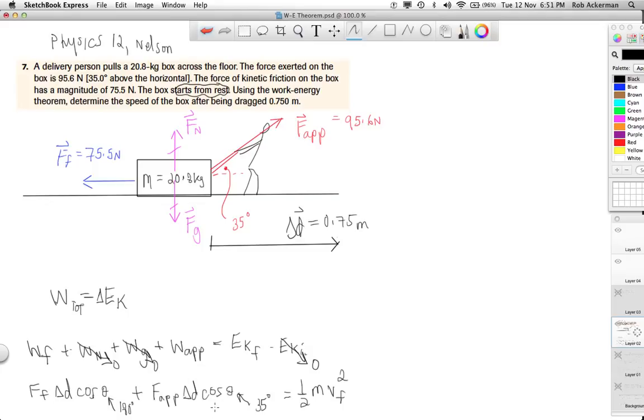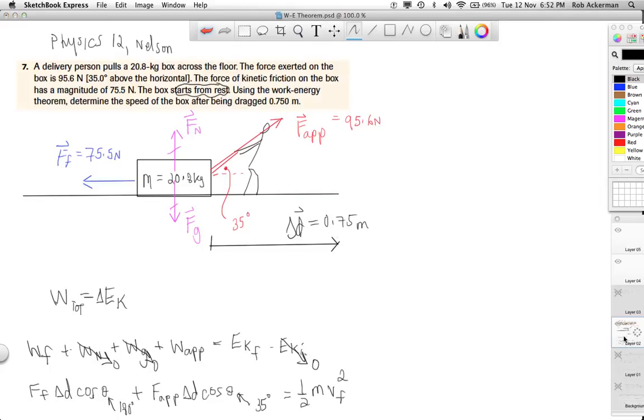So you get an overall positive number, and therefore the final speed should be higher than 0, which means the box sped up. That's what the work-energy theorem is telling us. It's telling us that the total work done was positive, and therefore the change in kinetic energy was positive. The box sped up from 0. Try this one. Check that you get the right answer by checking the answers in the book. And if you have trouble, you can send me an email or you can ask me in class.